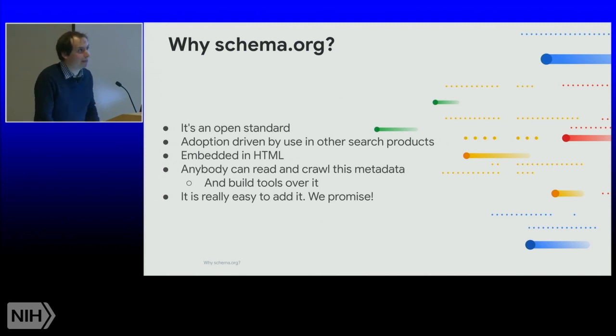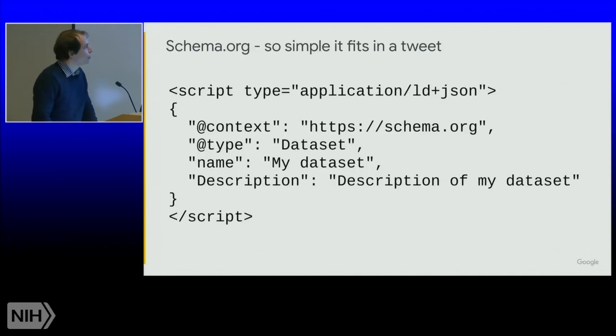And the other aspect of it is that it's easy to add. From a data provider point of view, you don't have to build a new API. You don't have to provide a new endpoint. All you have to do is add this little piece of code into the HTML page that you're already serving to your users. This piece of metadata is invisible to users, but it is being picked up by our crawlers. So how easy is it? It's so easy, it actually fits into a tweet, which we've experimentally verified recently.